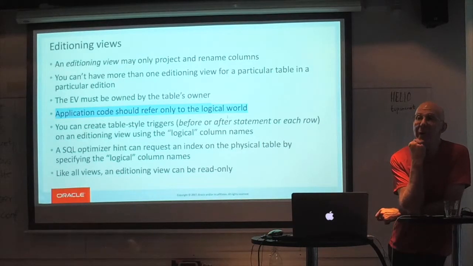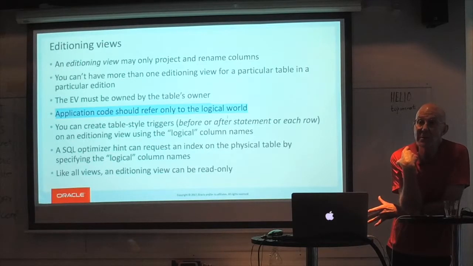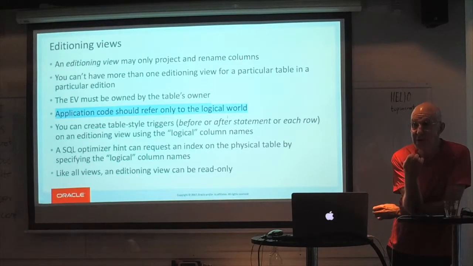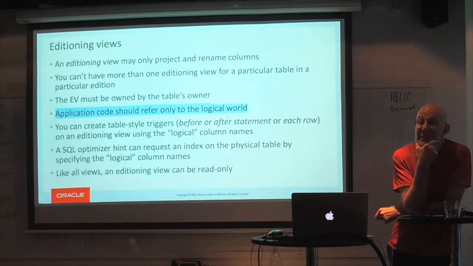All right then. If I'm saying that, I'd better put my money where my mouth is, because after all, triggers are an example of application code. So it must be possible now to have table-style triggers, before and after statement, before and after each row, on an editioning view. And indeed it is. We just implemented it, designed it, required axiomatically that it be such, and implemented it so that you can have table-style triggers on editioning views and you cannot have instead-of triggers on editioning views.